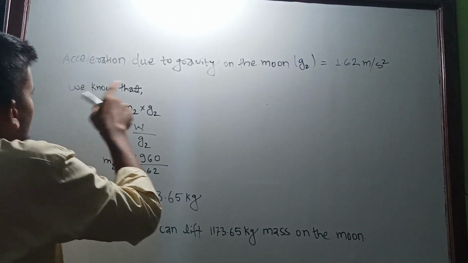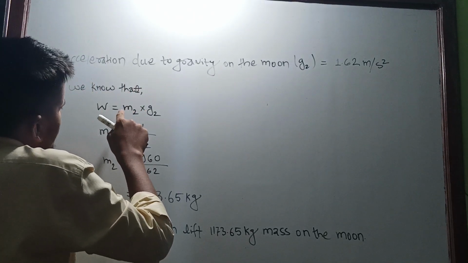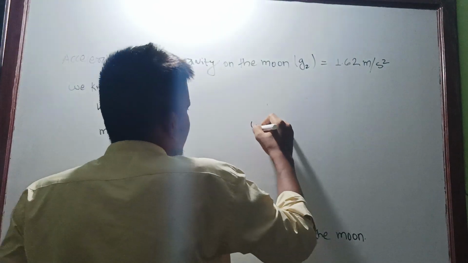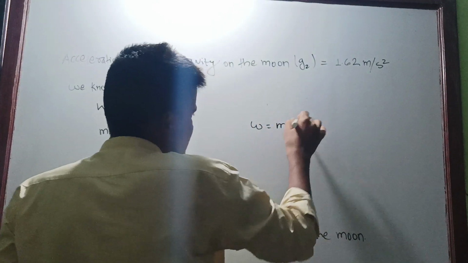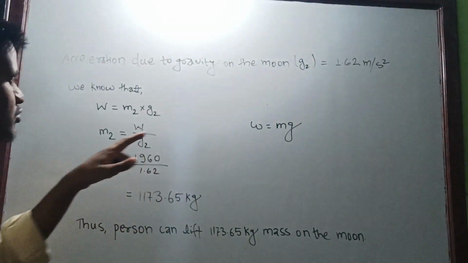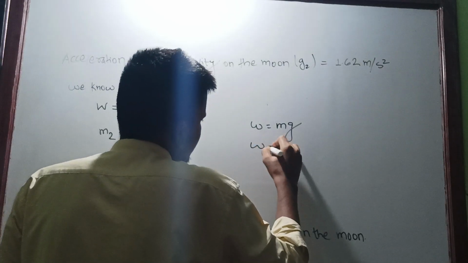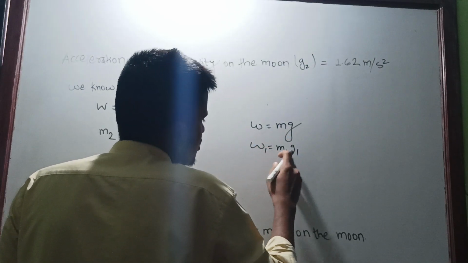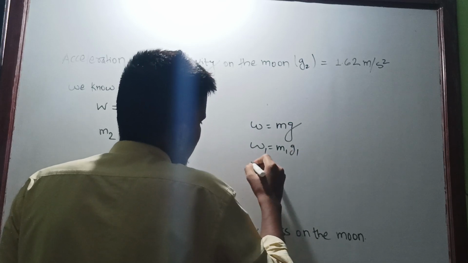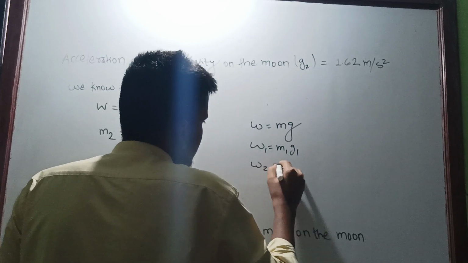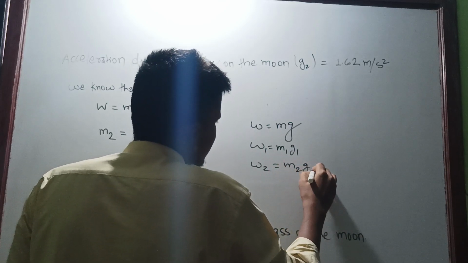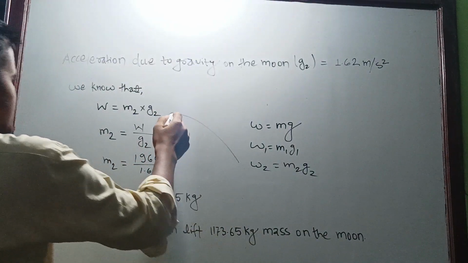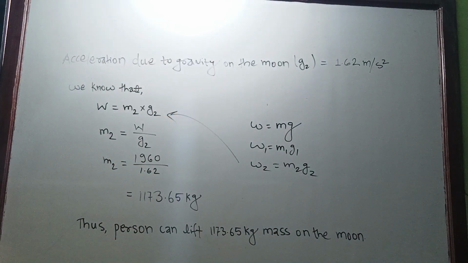Acceleration due to gravity on the moon, g2, equals 1.62 meter per second square. This is from the question, so nothing is new in this. Now we know that W equals m2 g2, because this is simply W equals mg. There we have taken W1 equal to m1 g1, and here we have taken W2 equal to m2 g2. The same equation I have kept here.